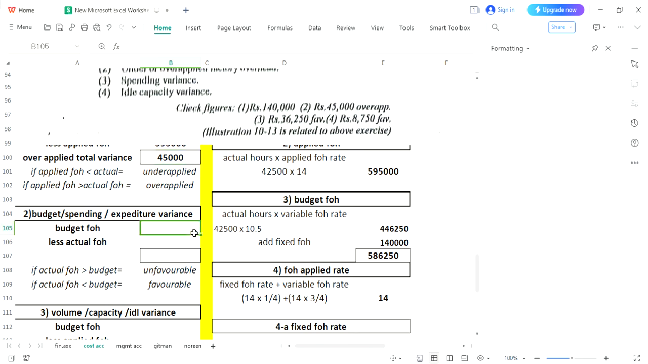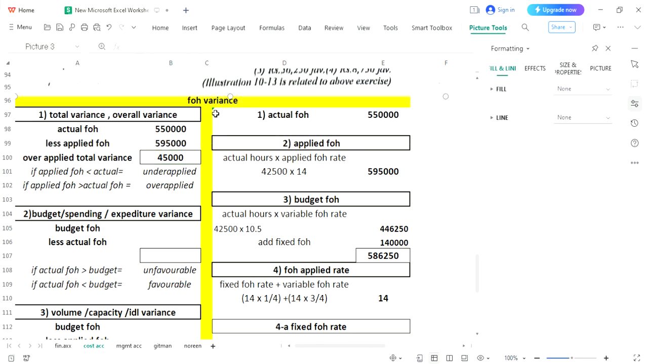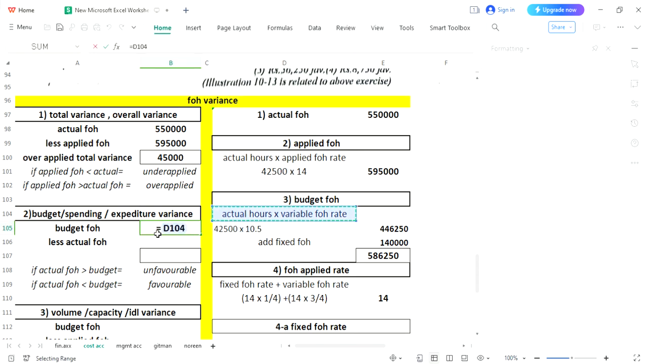Then you need to have your spending variance by putting budget FH first. Here in the highlighted area is budget FH, and you have calculated 5,86,250 as your budget FH. Then you need to put your actual FH. It was given in your book. This is the highlighted area, actual FH, the amount was 550, put over here. It's time to calculate variance by taking the difference of budget and actual. Your budget FH was 586,250, and actual FH was 550,000. So here you have calculated your budget variance.